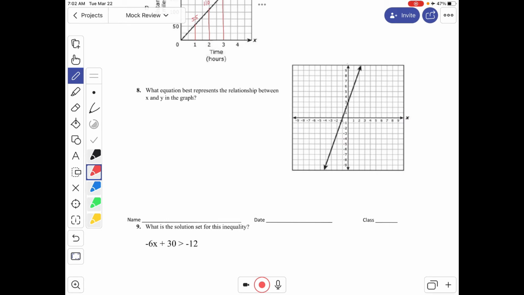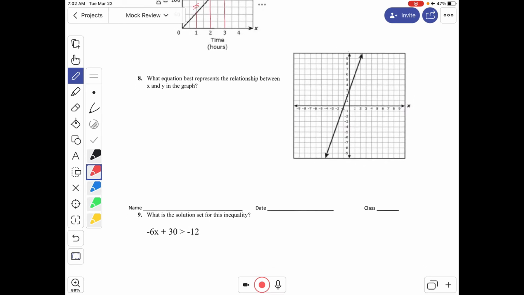Number 8, what equation best represents the relationship between x and y in the graph? Remember that equation that we used? Y equals m times x plus b. Remember, m is the slope and b is the y-intercept. So we have to figure out the slope and the y-intercept from this graph.